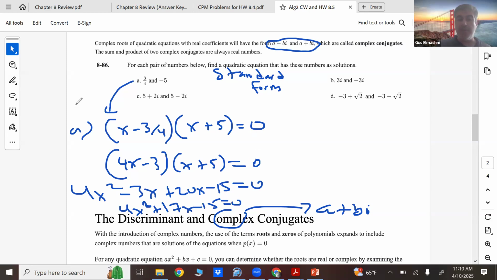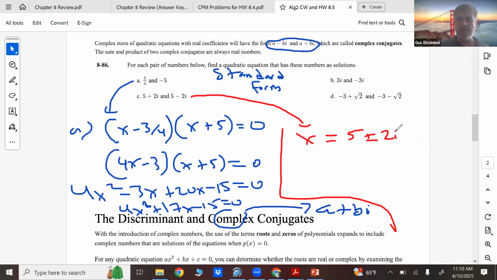Okay, for part C, and I'm going to have you guys do B and D in a moment. Remember I told you my special way? This is my way. I like it better than other ways. So remember, we do x minus 5 equals plus minus 2i. You square both sides.